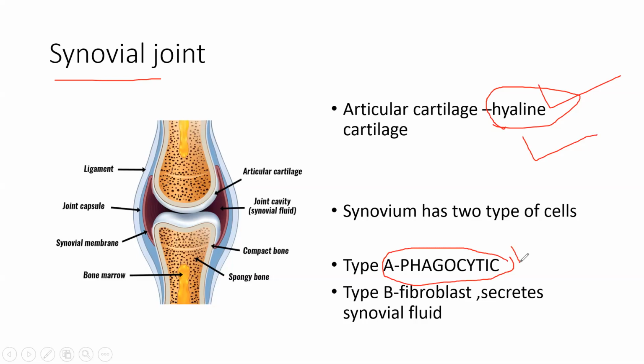So type A is phagocytic. B's work is secretion of fluid. So B is useful, A is useless. B mainly secretes fluid, A is phagocytic. It's MCQ based: A is phagocytic and B is secretory.